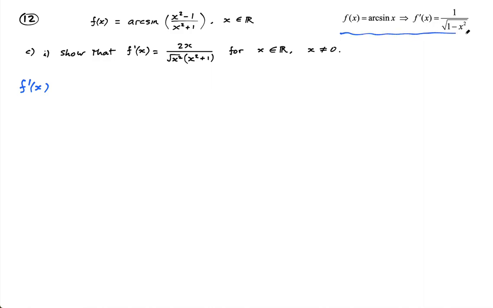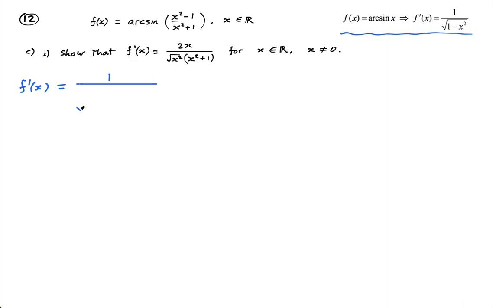This is the derivative of arc sine x, and we have arc sine of f of x. So we're going to have to use the chain rule because we're going to get the derivative of arc sine, and then we can get the derivative of this. So firstly, the derivative of arc sine is 1 over square root of 1 minus x squared.